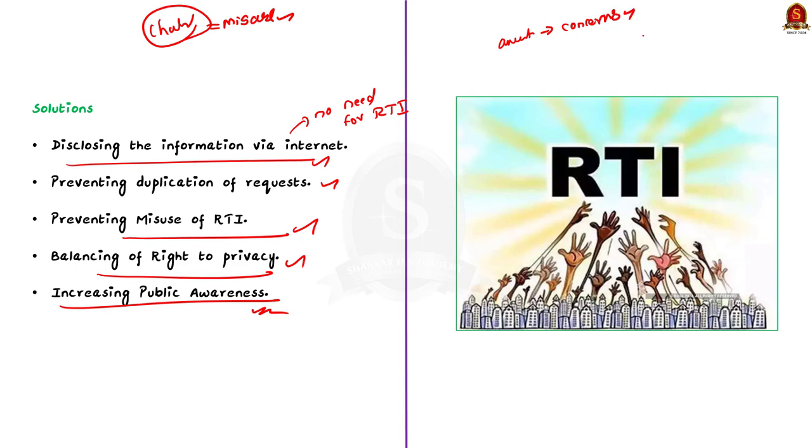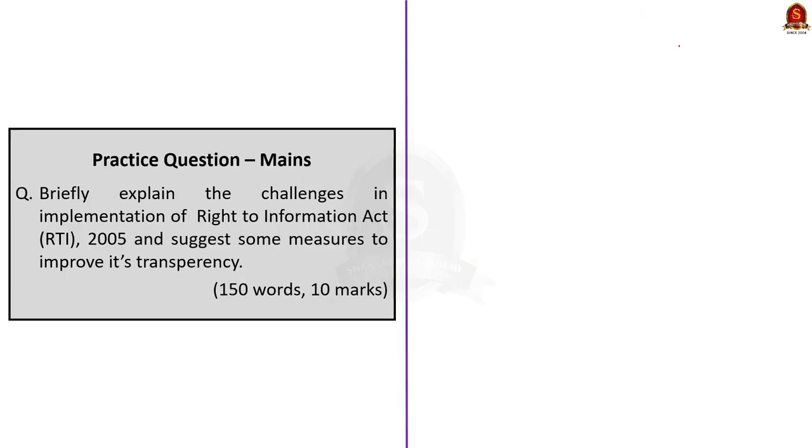It is important to ensure that the RTI Act remains a powerful tool for citizens' empowerment. So that's all regarding this discussion. In this discussion, we saw the importance of the Right to Information Act. We saw how the recent amendments have reduced its effectiveness. Then we saw the challenges in implementing RTI, and finally, the steps that can be taken to address the challenges. Now with this, let us conclude this discussion and take up the next news article.